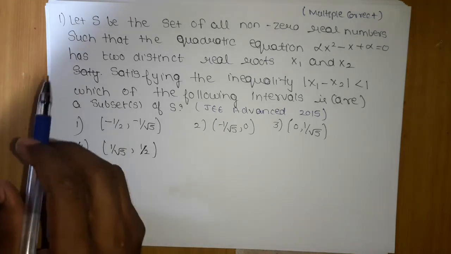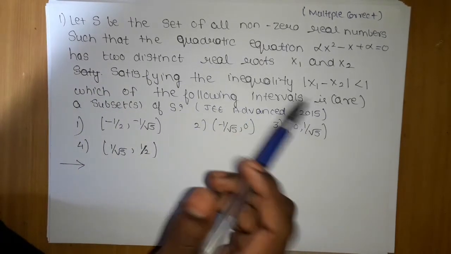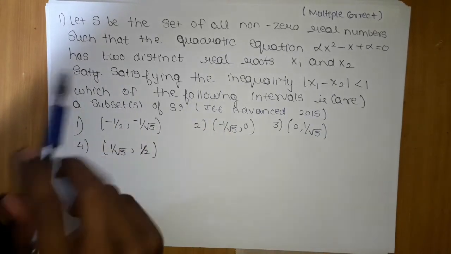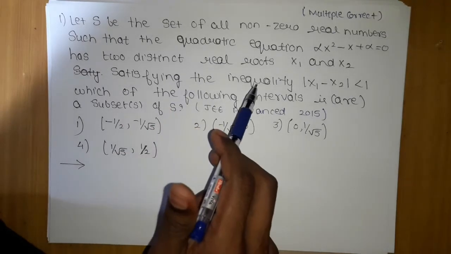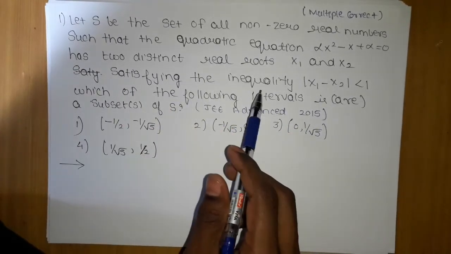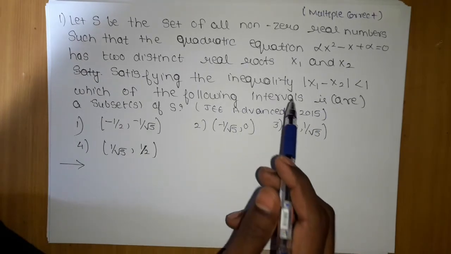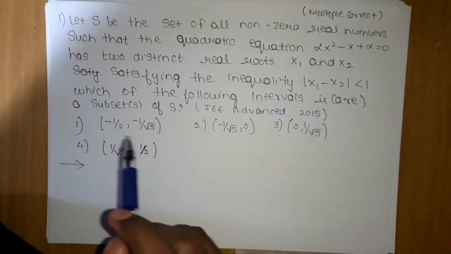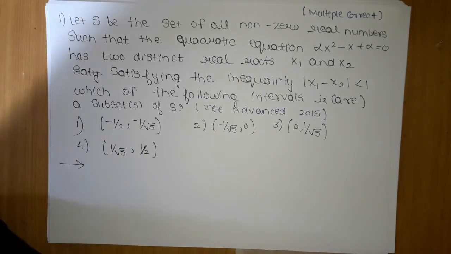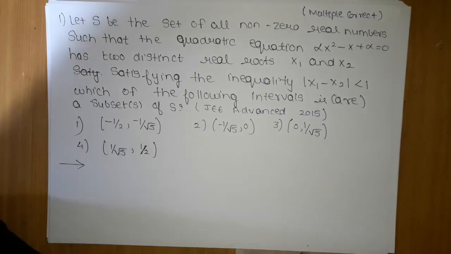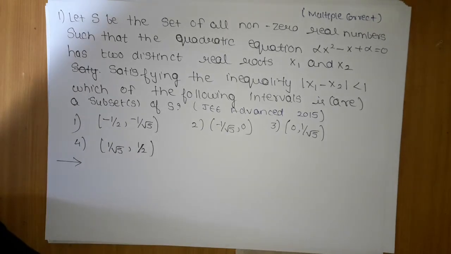The question says as follows: let S be the set of all non-zero real numbers alpha such that the quadratic equation alpha x square minus x plus alpha equal to 0 has two distinct real roots x1 and x2 satisfying the inequality mod x1 minus x2 less than 1. Which of the following intervals is a subset of S? Now we want to find that S, which are the possible values, and which intervals are subsets of it.